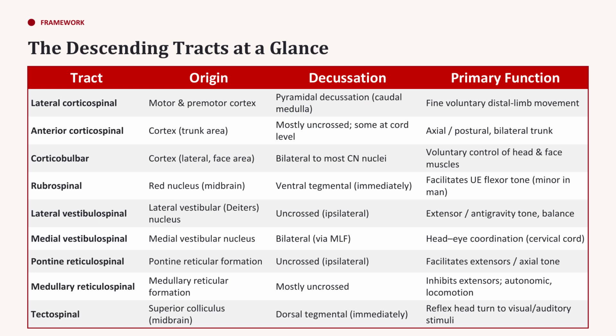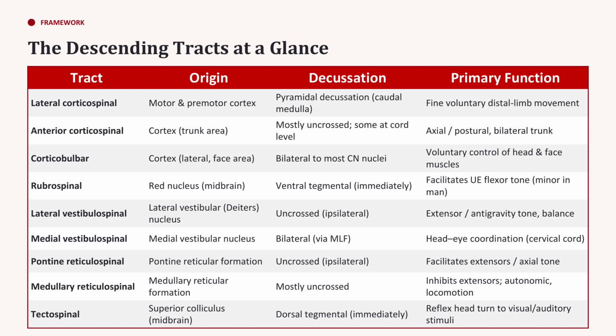The lateral corticospinal tract crosses at the pyramidal decussation in the caudal medulla. So a lesion above it gives contralateral weakness, and below it gives ipsilateral weakness. The rubrospinal and tectospinal tracts cross almost immediately at their origin in the midbrain. The lateral vestibulospinal and pontine reticulospinal tracts stay uncrossed. The medial vestibulospinal tract is bilateral through the MLF.